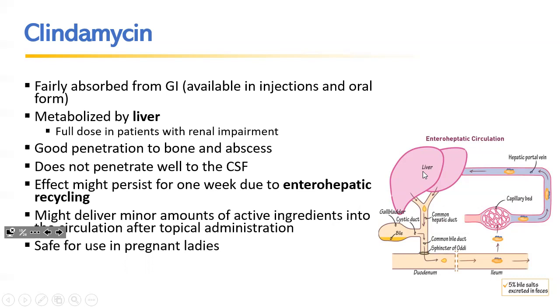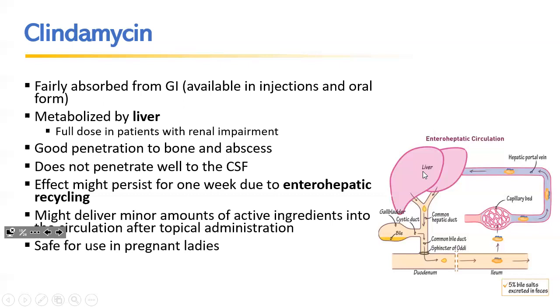So it is metabolized by the liver, and that means there is no need to adjust the dose in patients on hemodialysis, but we need to adjust the dose, or maybe select another agent, when treating patients with liver cirrhosis. This medication is fairly well absorbed orally, and it's available in IV and oral forms. We could switch the patient from IV to an equivalent oral dose. This is one of the advantages offered by clindamycin.